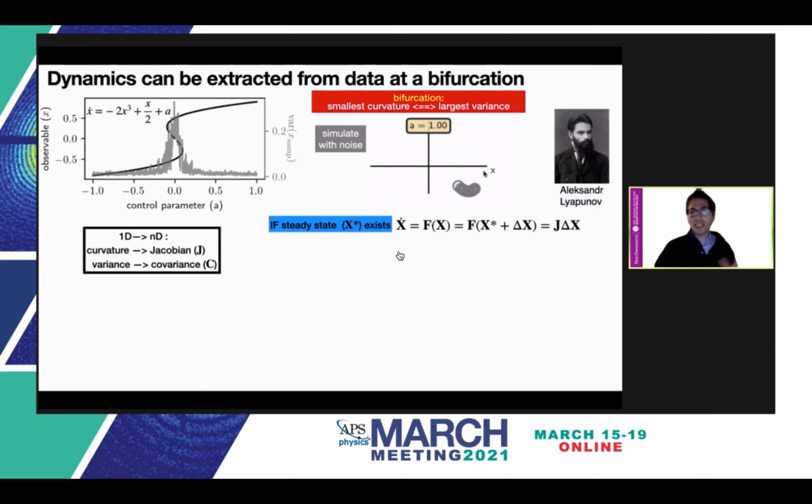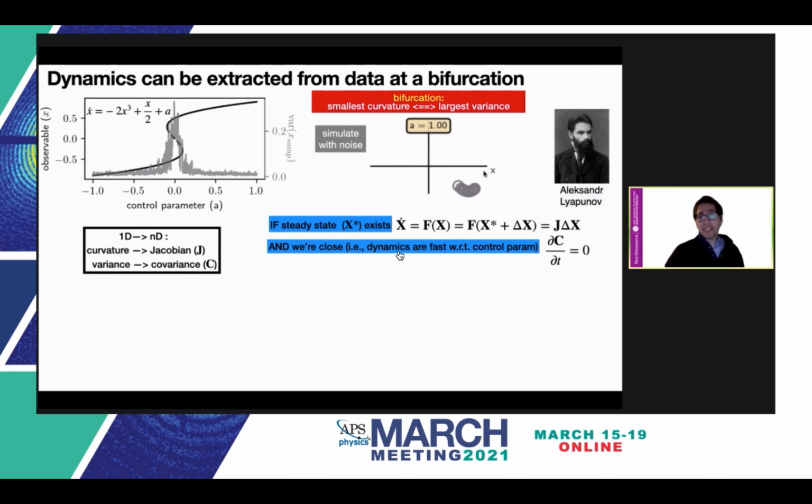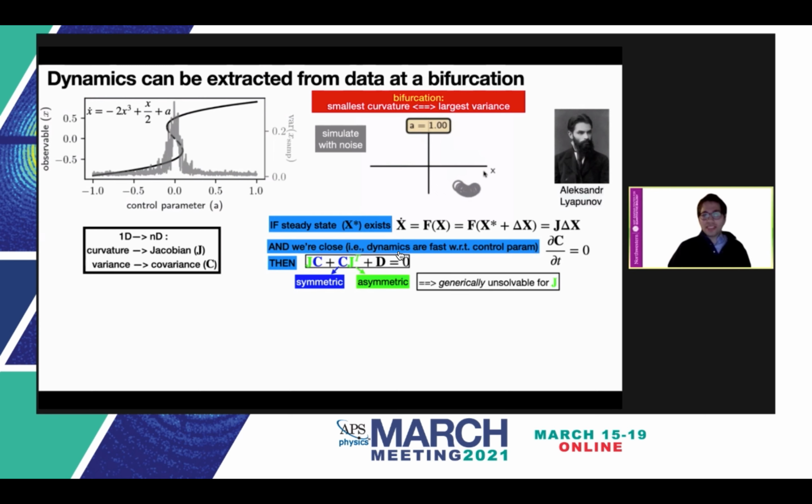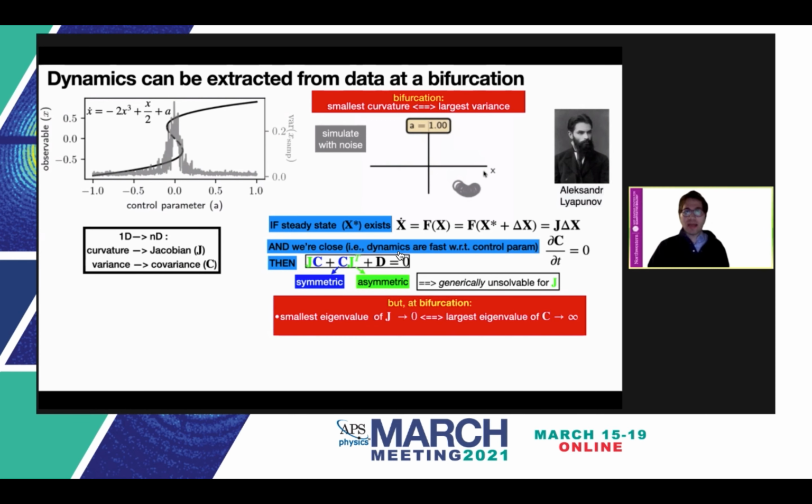If there's some steady state, if there's some well that we can linearize the dynamics around, that we could say there's a Jacobian guiding, and we're close to that steady state, so the covariance isn't changing very much, then we can write down this equation that relates the Jacobian to the covariance and the diffusion matrix. And generally, this is a very hard equation to solve. We can't necessarily pull the Jacobian out because it's asymmetric, whereas the covariance is symmetric. So it's not going to get us very far in general, except at this bifurcation, because we'll have that flat curvature.